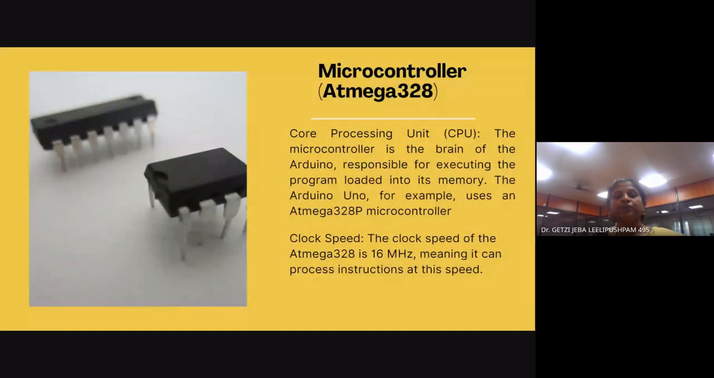The main, core part of this Arduino is this ATmega328 microcontroller. This is the central processing unit, responsible for all the processing on this Arduino board. This is actually the brain of the Arduino, and the clock speed is 16 megahertz. So it processes your instructions, your programs, at a frequency of 16 megahertz.